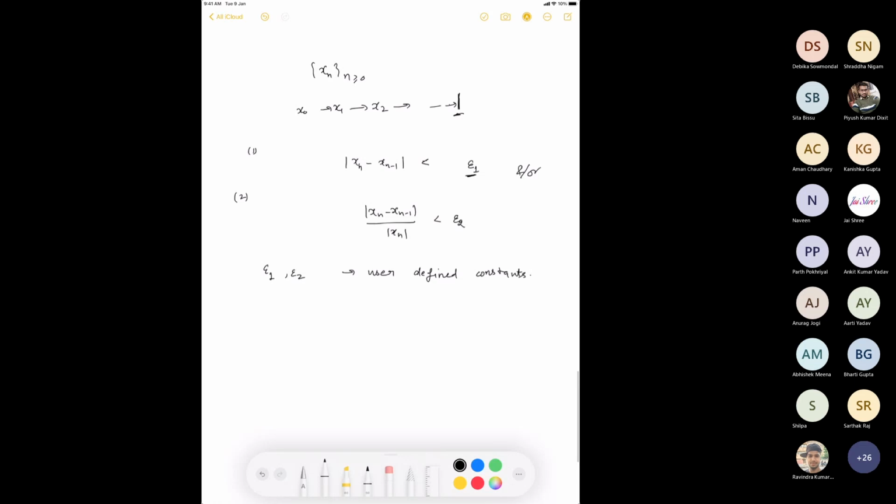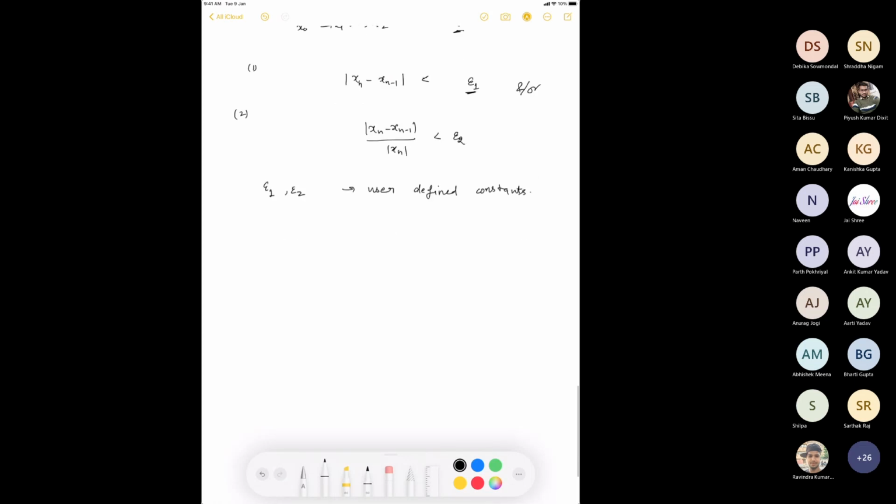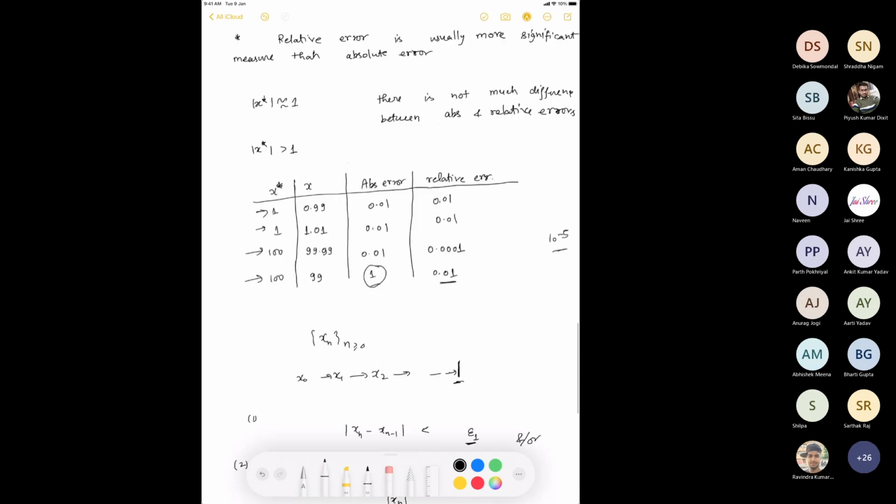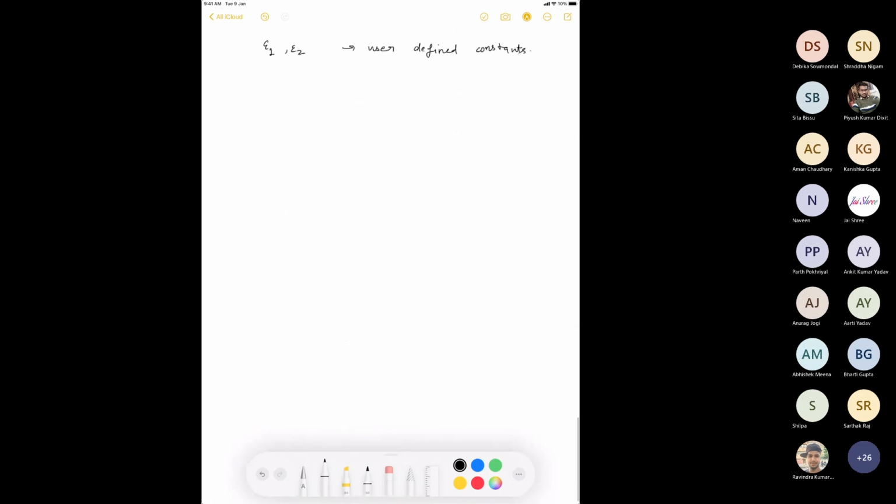Okay, so now let's see one particular method and then we'll see how we can relate all these things which we have understood here to that. So the first method to find the approximate roots of this equation is the bisection method.